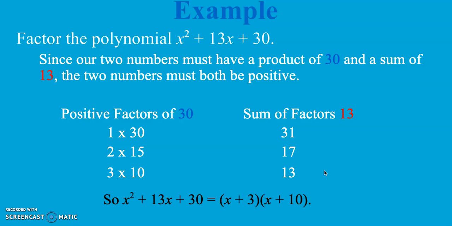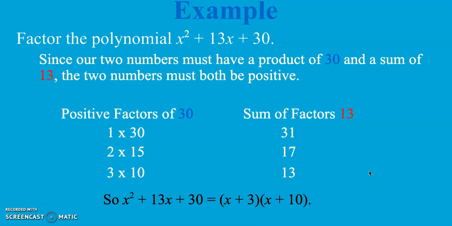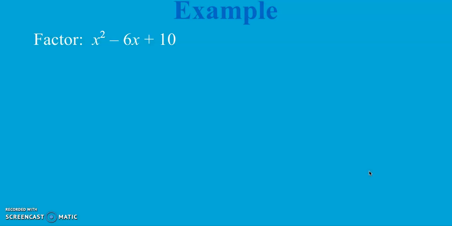It works. So when I go to write my answer, I write two binomials. I put an x in each because that's my firsts. And I put 3 and 10. Again, I already knew they were both positive, so I make sure they're both plus in the middle. Now, occasionally, it doesn't work out so pretty. So here's another one.